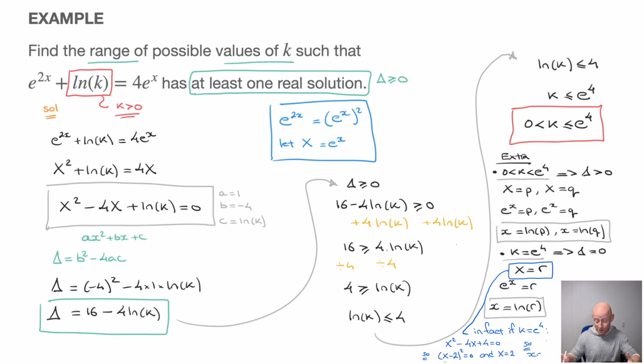And there we have it. That's how to solve this exponential equation involving a hidden quadratic equation, for which we had to find a range of possible values of k such that it had at least one real solution.